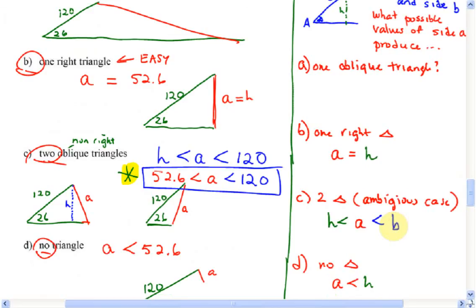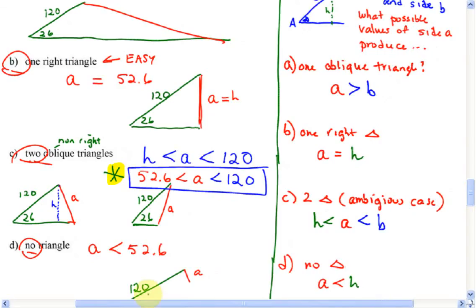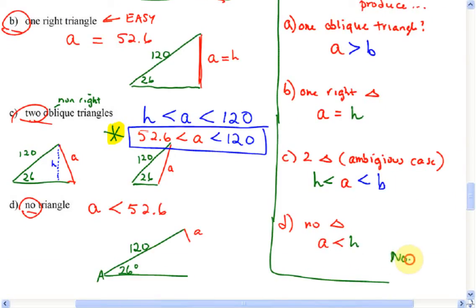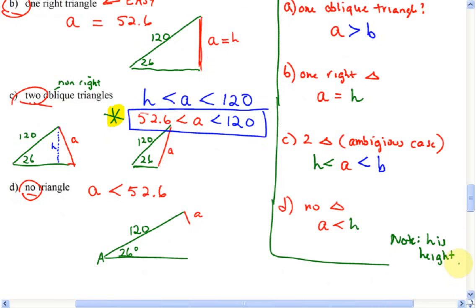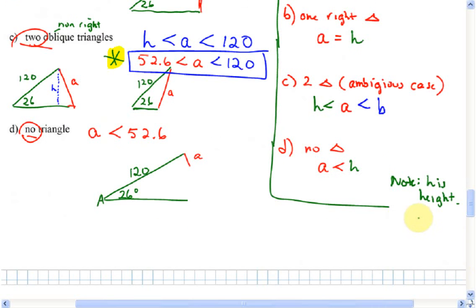And then the last one, one oblique triangle. Greater than 120, or in this case, I don't have 120, I have things in general. Greater than B. Yes. And just one last note: h is the height. Remember, to find h, you use sine A equals h over b, and so h just equals b times sine A.